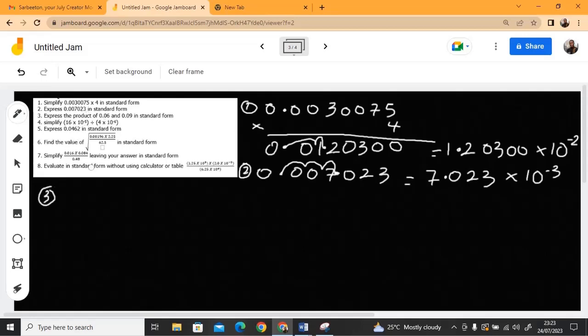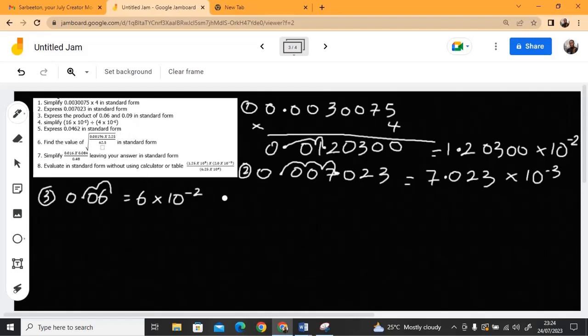So I can turn this 0.06 to standard form. I have to move this point here. That will be 1, 2, right? I move twice. So this will be 6 times 10 raised to the power what? How many times did you move? Minus 2, right?